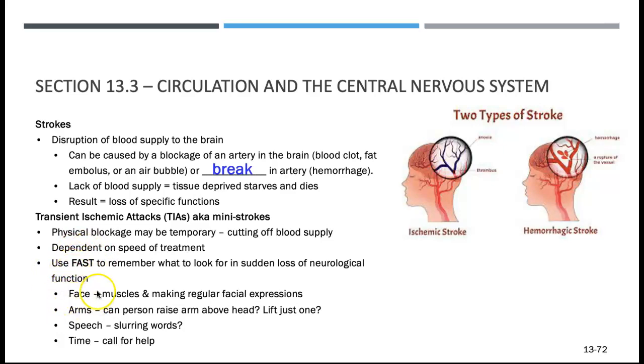F in FAST is for face, so we're looking at the muscles and whether they can make regular facial expressions. A is for arms. Can the person raise their arm above their head, or lift just one? S is for speech. Are they slurring their words? And T is for time. You want to call for help as soon as you see any signs that may be a stroke.